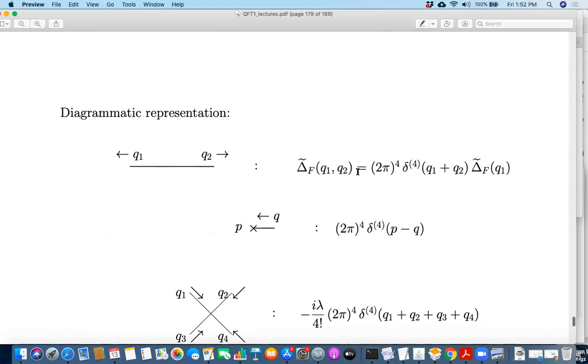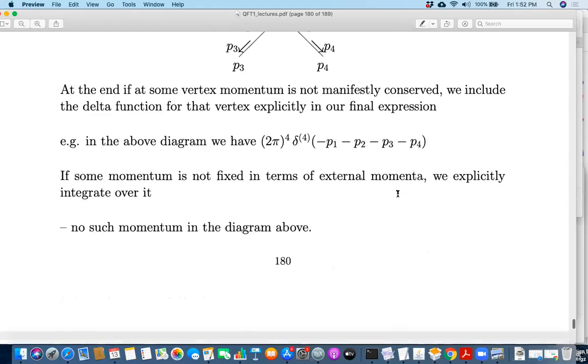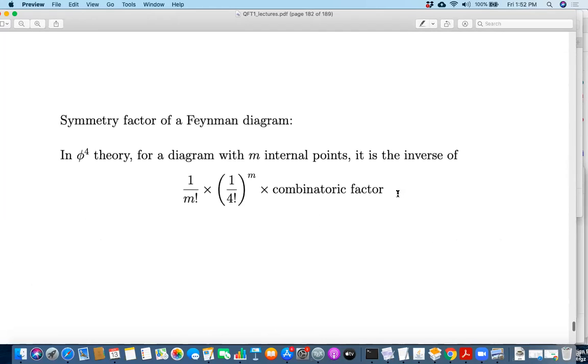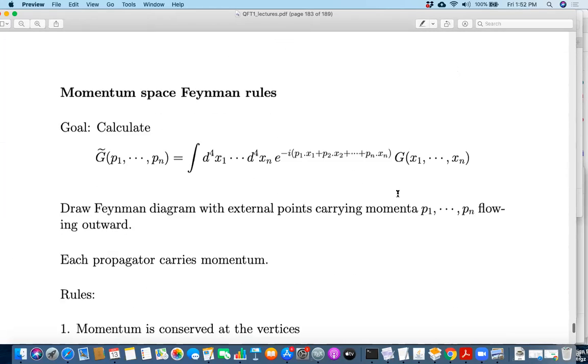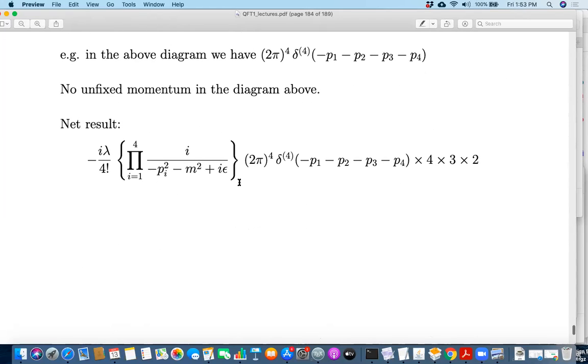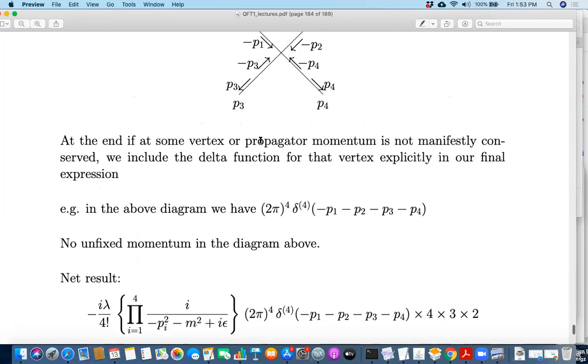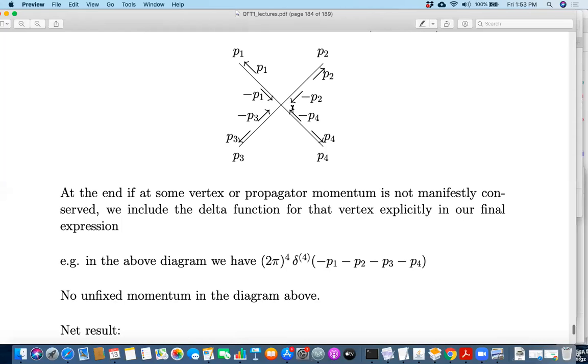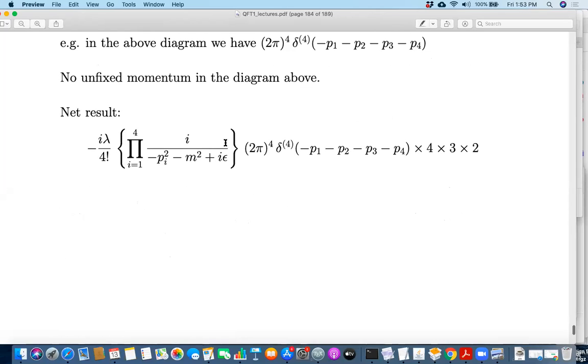The delta functions we have already used up in doing the integral over the q1, q2, etc. This is still left, right? And this delta f tilde q1 is exactly this factor that I'm writing. It's this factor. And then because we have one vertex where momentum conservation is not explicit, we have to put in explicitly the momentum conserving delta function. And finally, you have the combinatoric factor for this diagram.